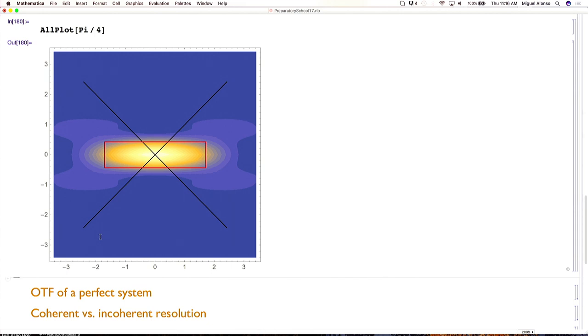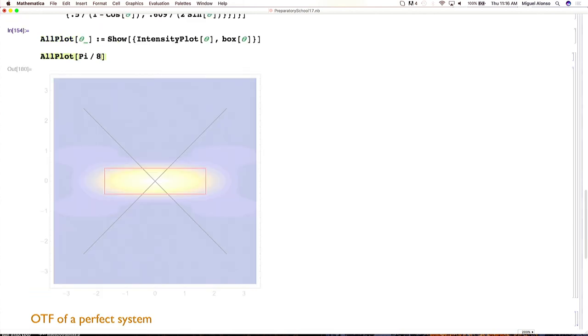We can see that for an NA like this of 1 over square root of 2, we have a box that is significantly longer than wider. The units here are wavelengths. So the width is about a wavelength. The length is about 4 wavelengths. What would happen if I make this, say, pi over 8?